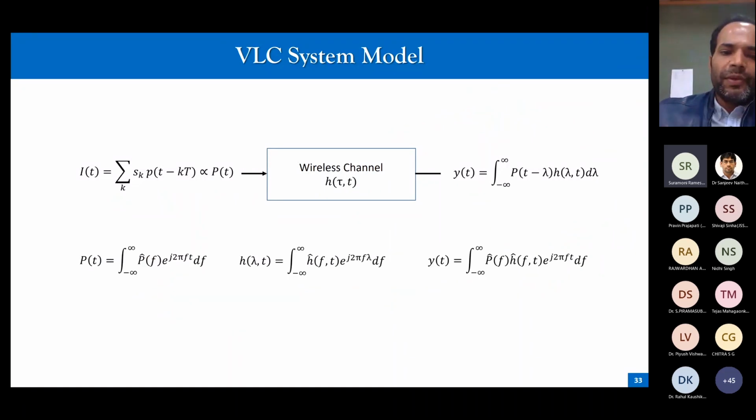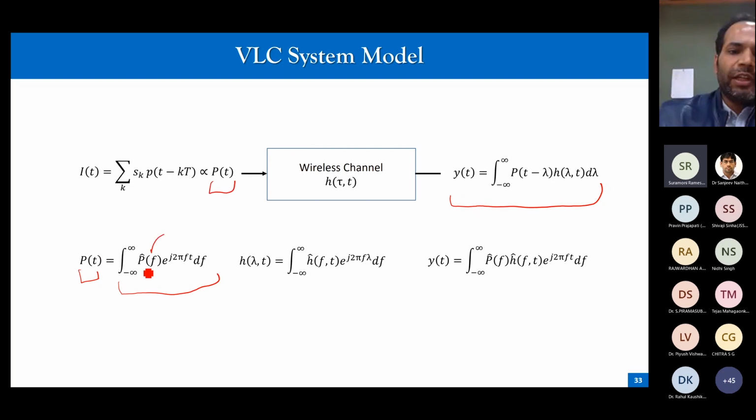And then I can use a little bit more maths. Let me try to explain, because sometimes this can be confusing. So YT we know is this thing. If I want to write this in some other form, how can I write this? Look at this equation. PT is the inverse Fourier transform of this quantity. Similarly, we can write h lambda t as this.